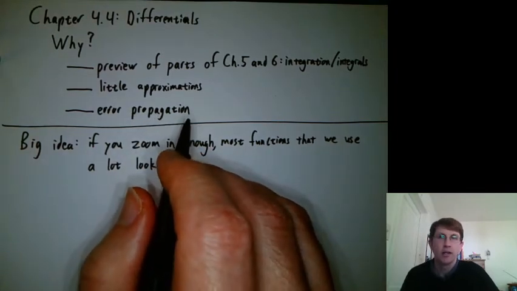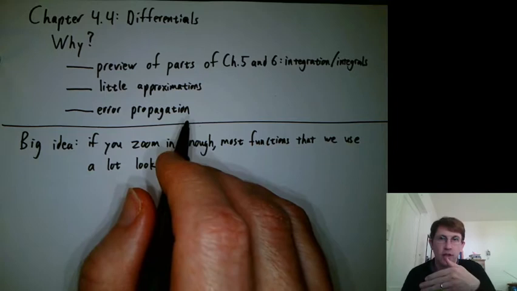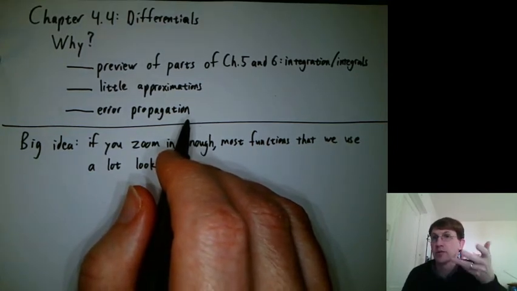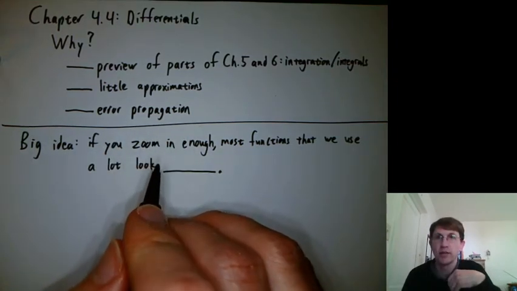If you're in a chemistry lab or physics lab or something and you measure something to within a certain precision, and then you plug it through some physics or chemistry or biology kind of formula, and then you get an answer, you want to know how much precision is there in that answer. So differentials is a method that can tell you that.